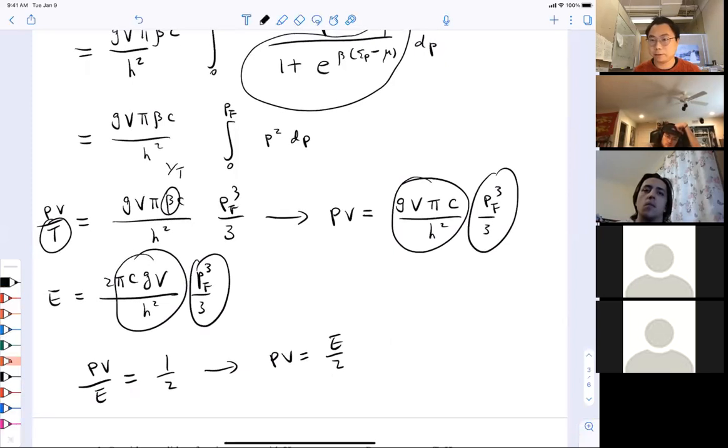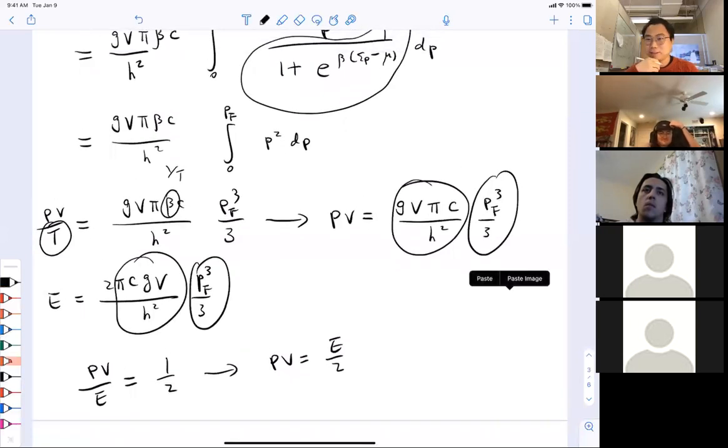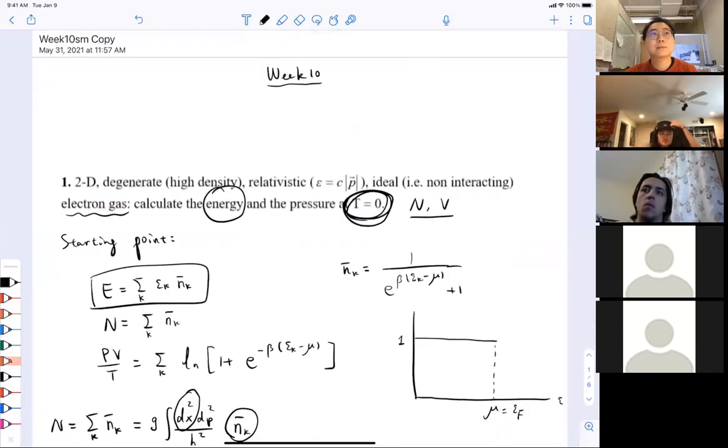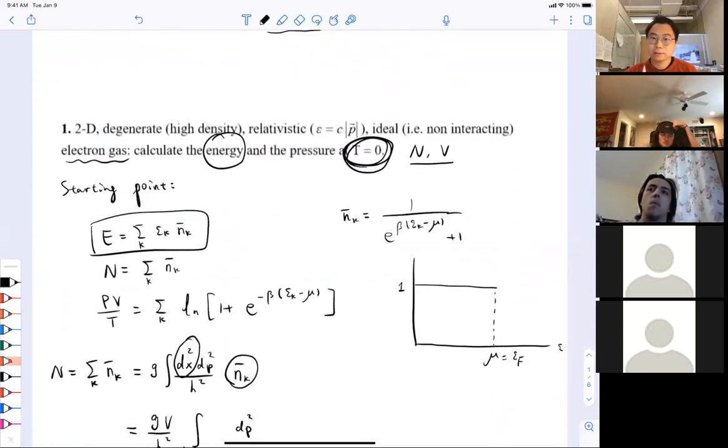It's different from the 3D, I think. I think 3D is 3 or what? I didn't remember. Yeah, that's the solution for the first problem. Anything unclear?